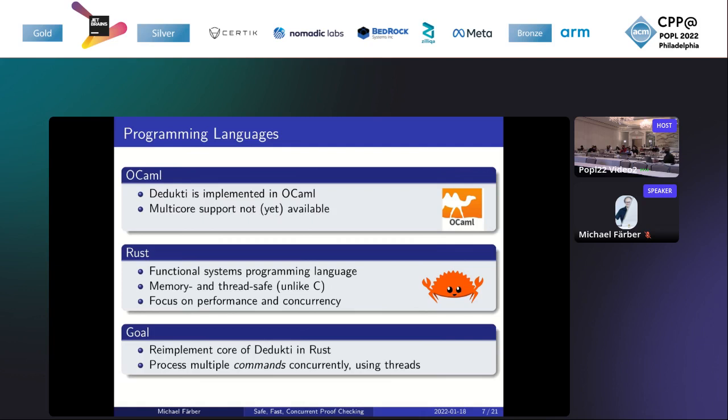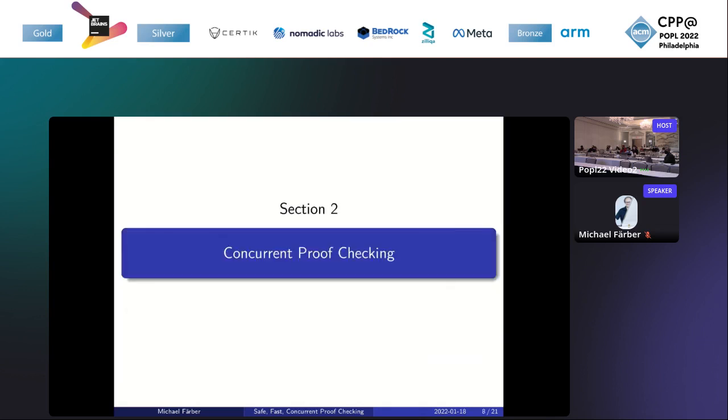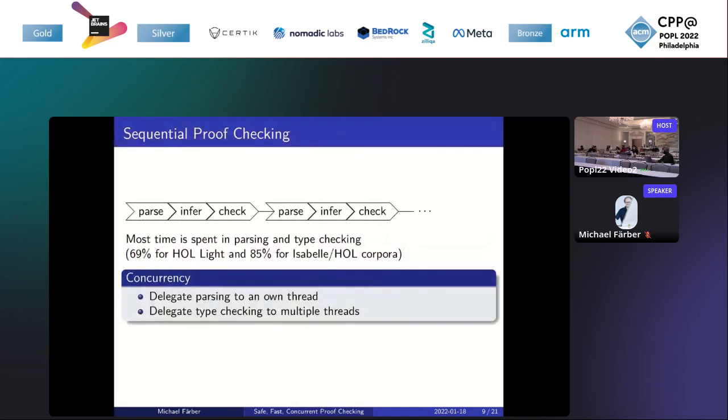So, my goal was to re-implement a core part of Dedukti in Rust that allows us to process multiple commands concurrently using threads. How is this done? Let me first reconsider sequential proof checking. In sequential proof checking, we process each command after the other, going through 3 different phases.